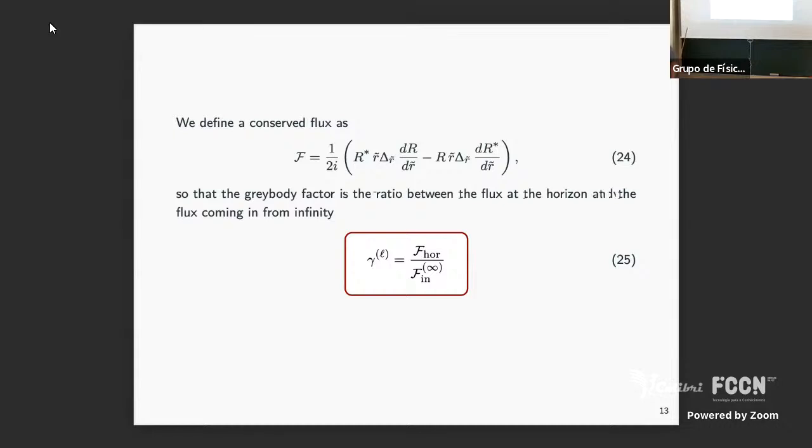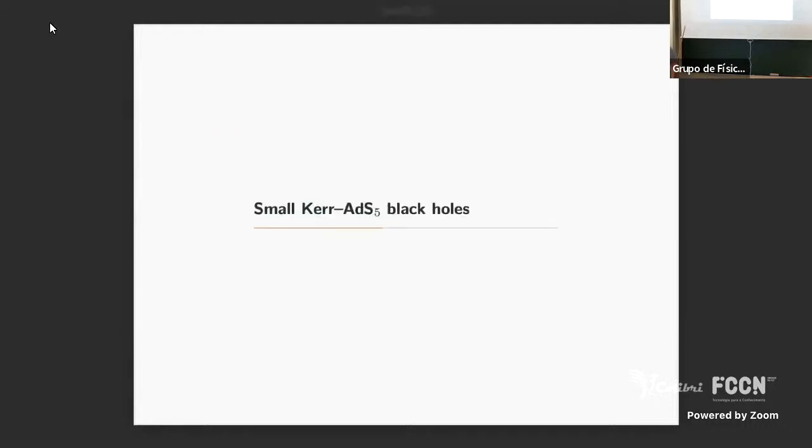And this is the historical version. They did that in the 70s. They called them gray body factors. So people from gravitation call this, but this is the classical version. Okay.